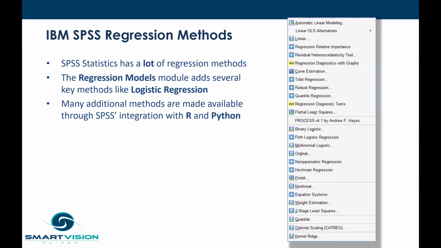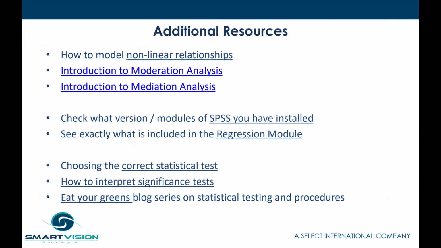Bear in mind, SPSS has a lot of regression methods, and the regression module adds several key methods like logistic regression. If you just want to do linear regression, you don't need the regression module. But if you want some of these other regression methods, you'll need the regression models module. Many additional methods are also available through SPSS's integration of R and Python.